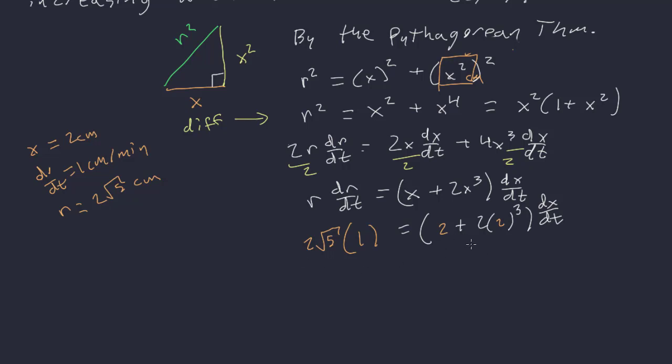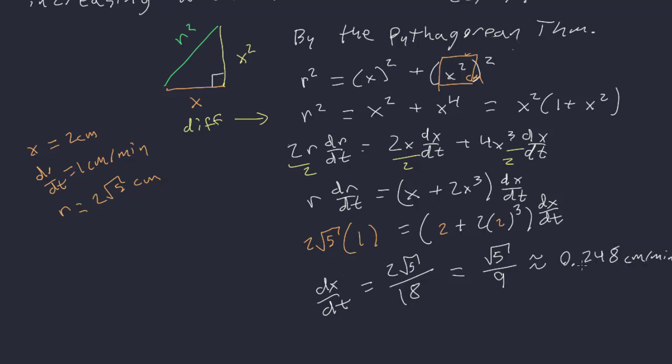All right, so that's going to be 8 times 2, which is 16, plus 2, which is 18. So dx/dt is going to be 2 times root 5 all over 18, which will be root 5 over 9, which is about 2.248 centimeters per minute. All right, I'm going to remember this value as we go along. And there we go.